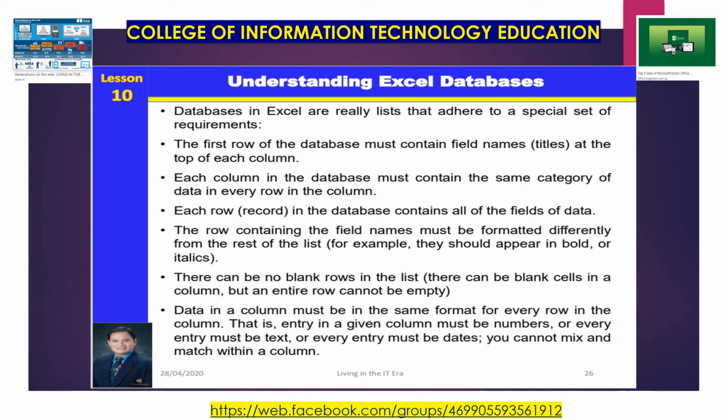Understanding Excel databases. Databases in Excel are really lists that adhere to a special set of requirements. The first row of the database must contain field names at the top of each column. Each column must contain the same category of data in every row. Each row in the database contains all of the fields of data. The row containing the field names must be formatted differently from the rest of the list. There can be no blank rows in the list. Data in a column must be in the same format for every row in the column.